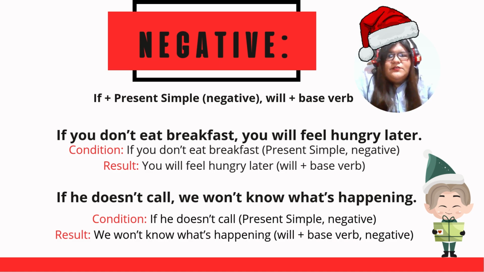If you don't, negative, right? Eat breakfast, you will feel hungry later. What is the condition in this sentence? The condition is if you don't eat breakfast, in present simple, plus the comma, plus the negative. As a result, we have you will feel hungry later, will plus the base form of the verb. If he doesn't call, comma, we won't know what's happening.